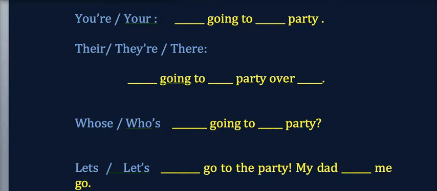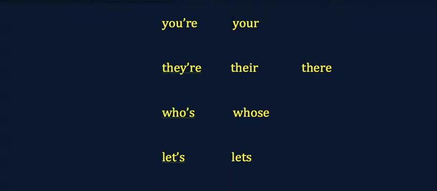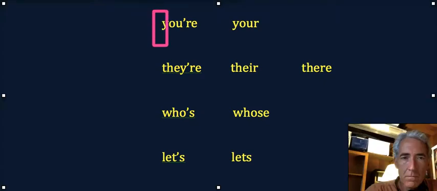Now, in this case, I'm not going to give you the answers right now. Let's go over the rules, and then with your full understanding of what's going on here, we'll return to these sentences and see how you're doing there. Here once again are the words you're, they're, who's, and let's. Rather than take them individually, I want to point out a pattern that's going on with that first list on the left. And here it is.